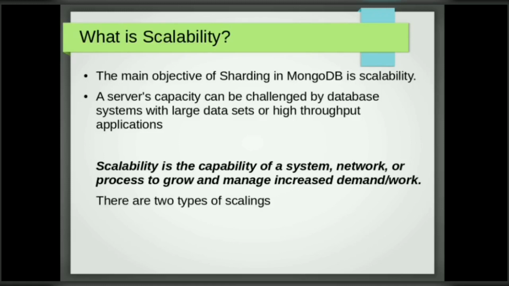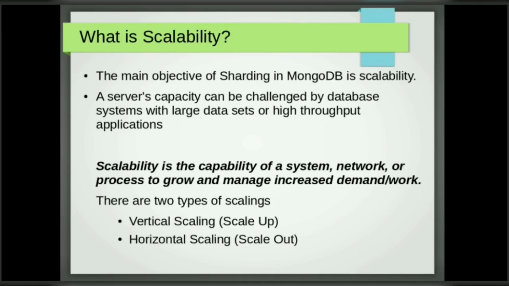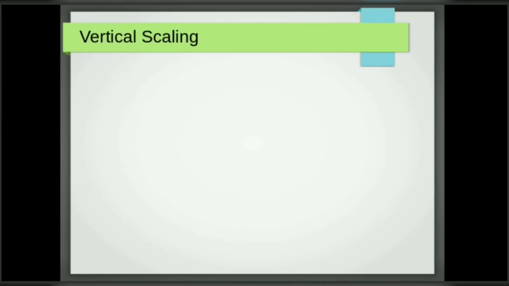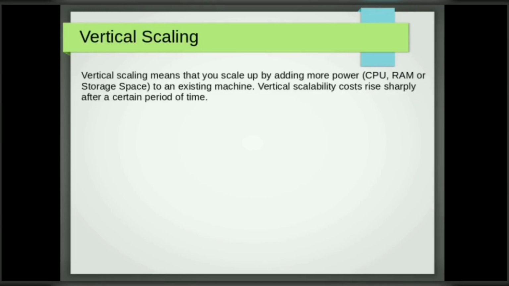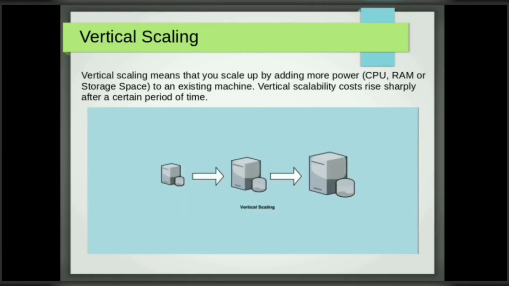There are two types of scaling. First one is vertical scaling, which is also called scale up. Second one is horizontal scaling, which is also called scale out. Vertical scaling means that you can scale up by adding more power, such as CPU, RAM or storage space, to your existing machine. Vertical scalability cost rises sharply after a certain period of time. Here you can see the visualization of vertical scaling.